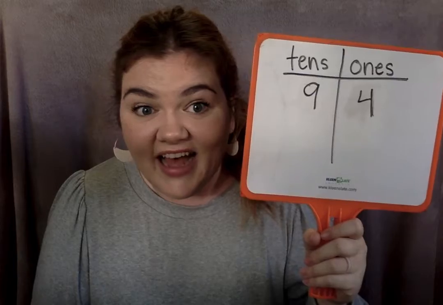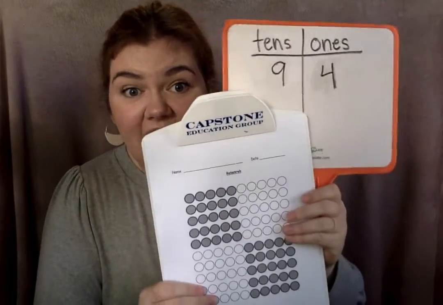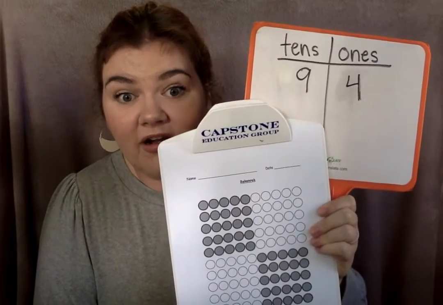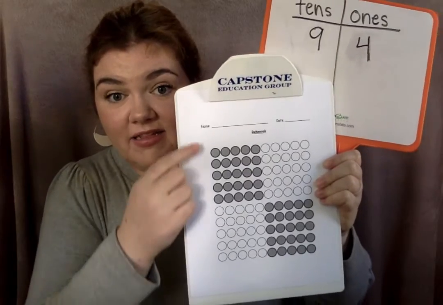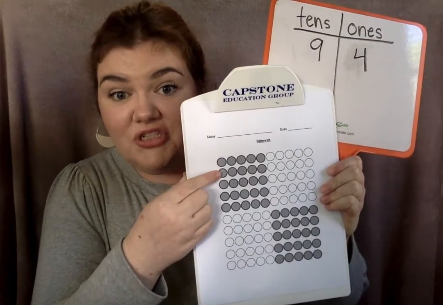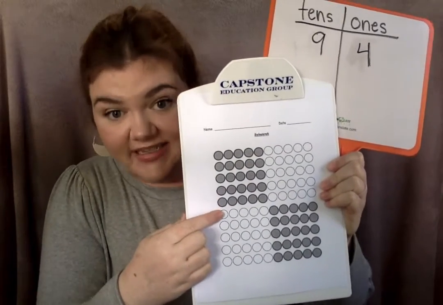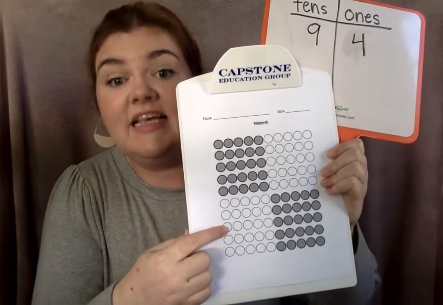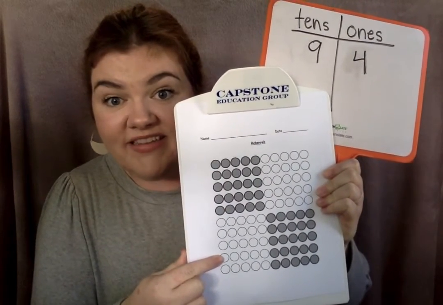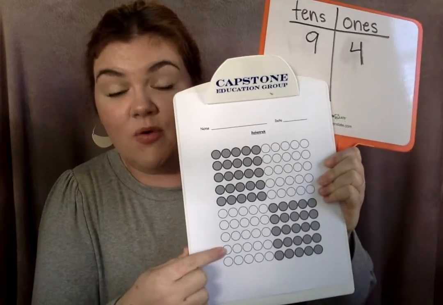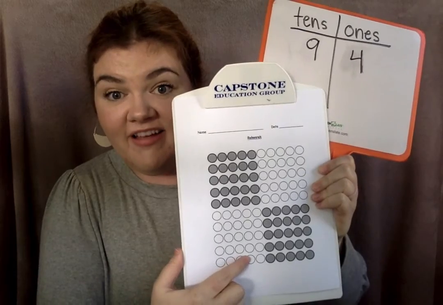How many tens is that? It's 9 tens. That's a lot. Okay, 9 tens and how many ones? 4. Okay, we need to find 9 tens. Let's go. 1 ten, 2 tens, 3 tens, 4 tens, 5 tens, 6 tens, 7 tens, 8 tens, 9 tens, okay? And now we need to find how many ones? 4. Okay, let's go. 1, 2, 3, 4.